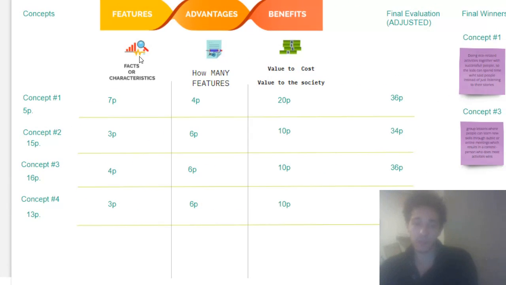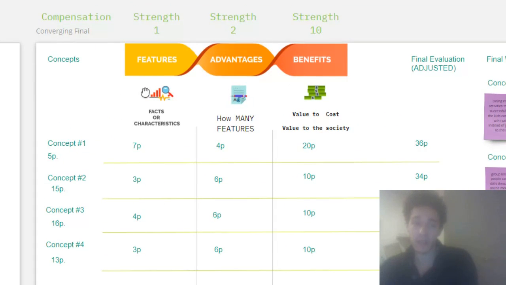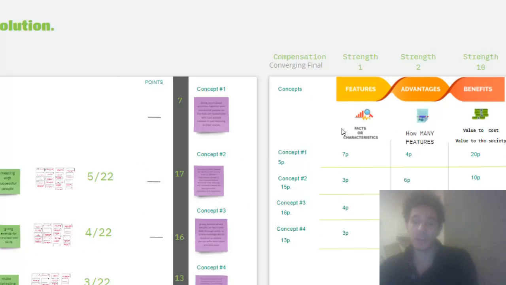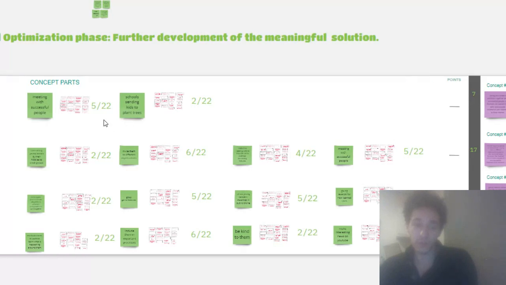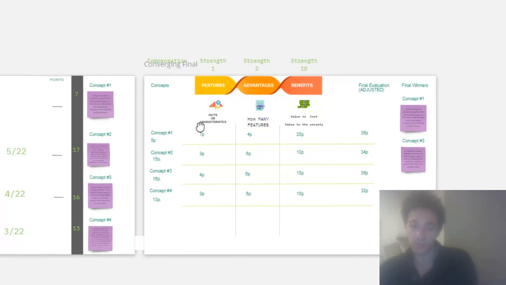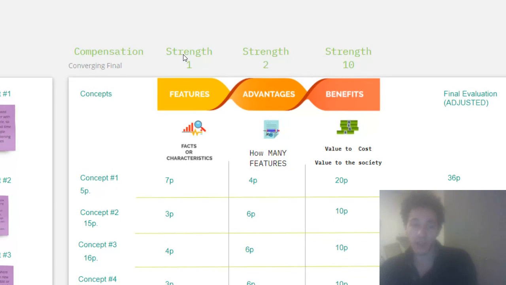For the FAB statement, I augmented it by changing the categories a little bit, how many features, and splitting the benefits, which is the most important one, because it has value to cost and value to the society. Now, I also understood that there would be an inherent negative bias in the amount of points for the winner concept, due to the sheer disadvantage it has from the concepts it was made from. So essentially I added compensation based on that bias.